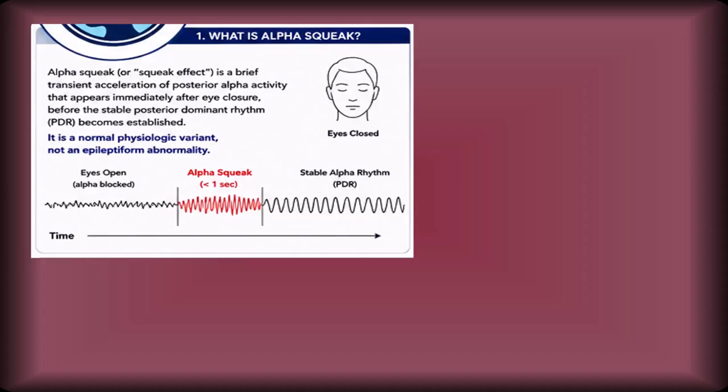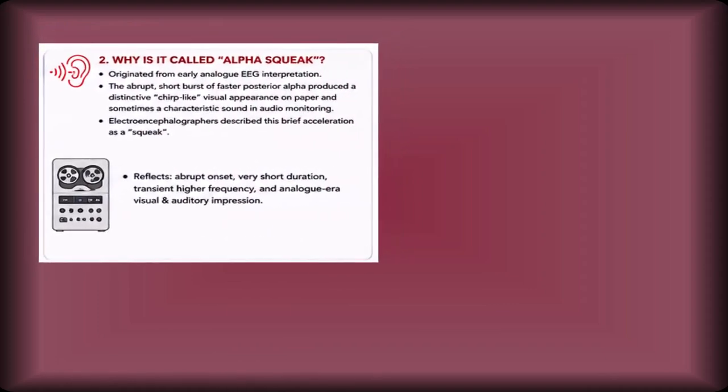Alpha squeak, also called the squeak effect, is a brief transient acceleration of posterior alpha activity that occurs immediately after eye closure before the stable posterior dominant rhythm becomes fully established. Importantly, alpha squeak is considered a normal physiologic EEG variant and not an epileptiform abnormality. The infographic demonstrates the classic sequence: eyes open with alpha blocking, followed by a brief burst of faster alpha activity, and finally the stable posterior dominant rhythm. This transitional burst usually lasts less than 1 second.